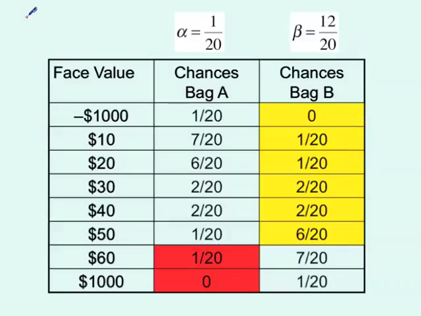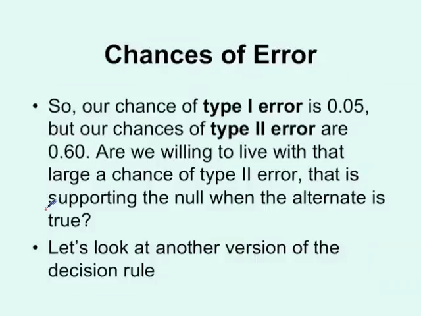Okay? So notice that decision rule 1 has led to a probability of making a type 1 error of 5% and a probability of making a type 2 error of 60%. Okay? So if you're willing to live with that large of a chance of making a type 2 error, then you're good to go. All right?